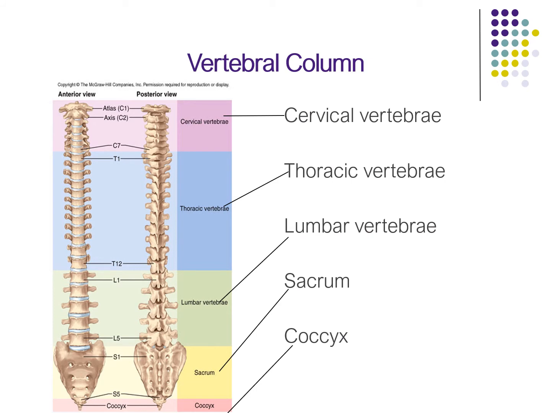For your vertebral column, you have several different types of vertebrae. You have the cervical, of which there are 7, the thoracic, 12, lumbar, 5, 1 sacrum, and 1 coccyx.